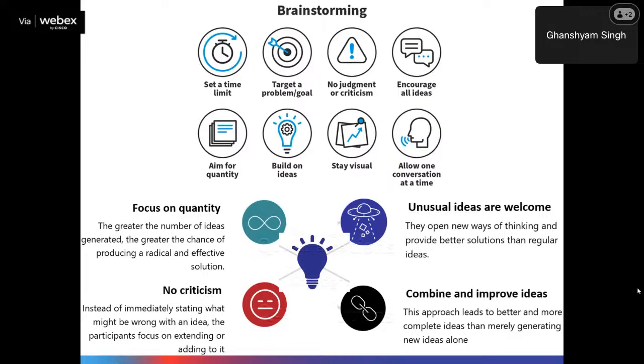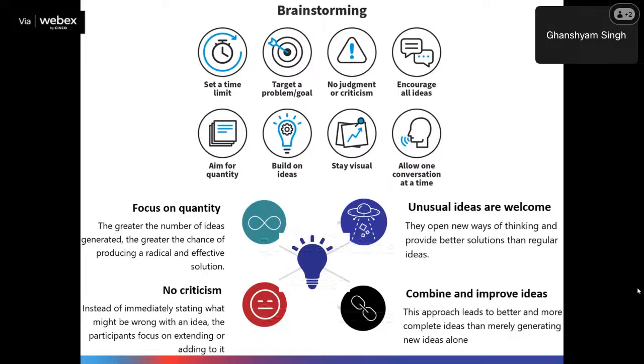So when we go for brainstorming, the four important points are: we need to focus on quantity, we should not do any criticism, even unusual ideas should be welcome, and we should combine and improve ideas. So these are the important things. When we say focus on quantity, it means the greater the number of ideas generated, the greater the chance of producing a radical and effective solution.